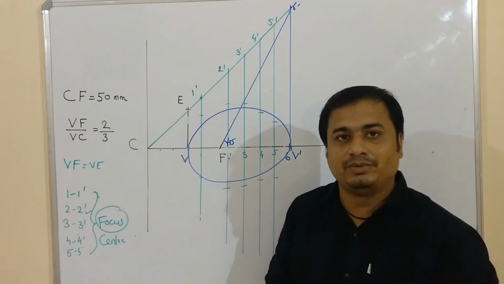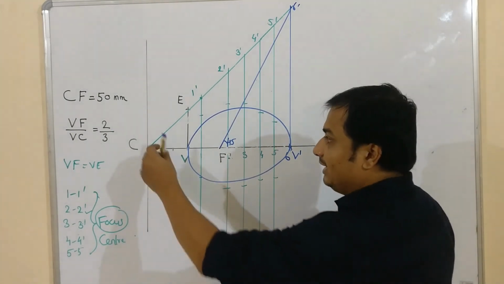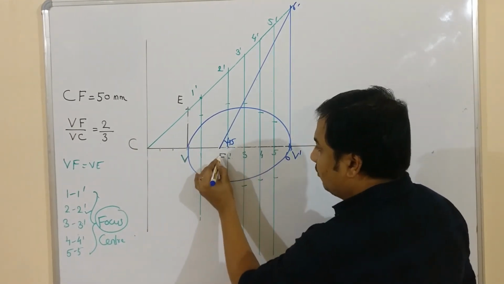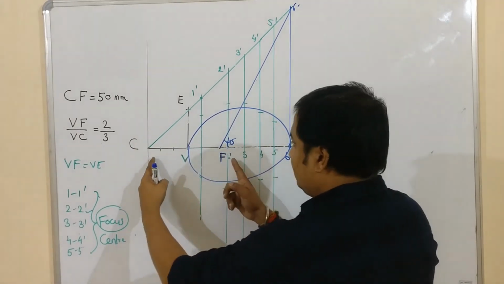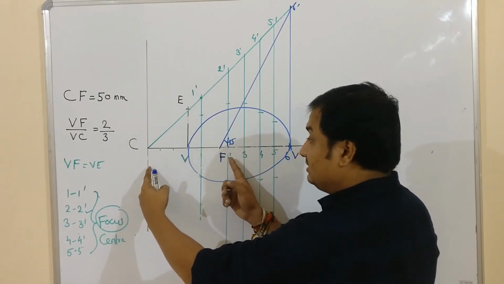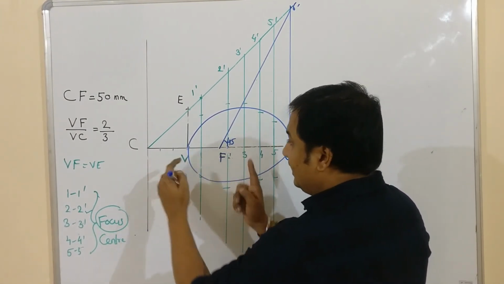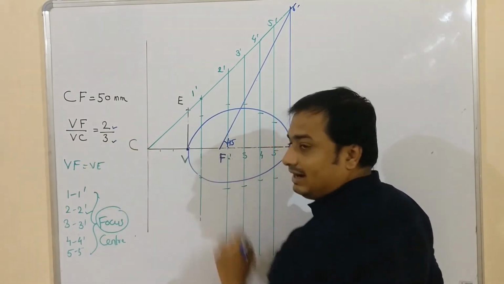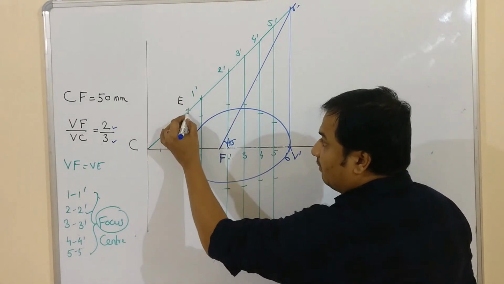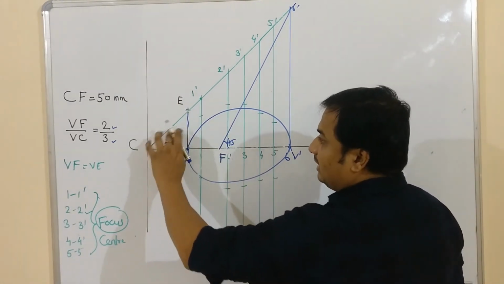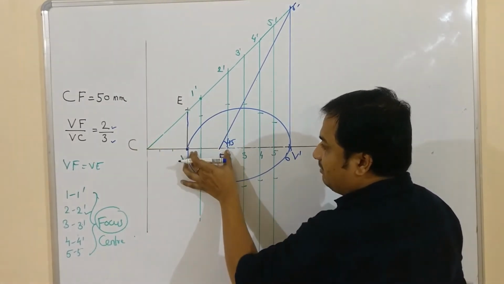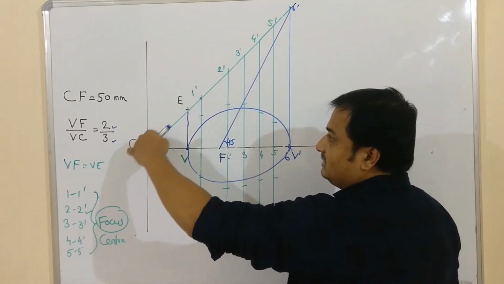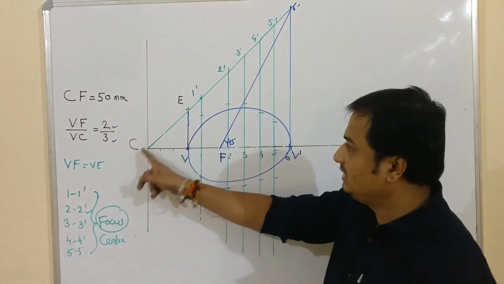So again I am going to repeat the entire step. First of all, plot the directrix and the axis, then plot the focus. It has been given that CF is 50 mm, so plot the focus point, then plot the vertex. The vertex has been given 2 from the focus and 3 from the directrix. Then draw a vertical line from the vertex, and the length of the vertical line will be the same as VF. So VF will be equal to VE. Then join CE and extend the line.